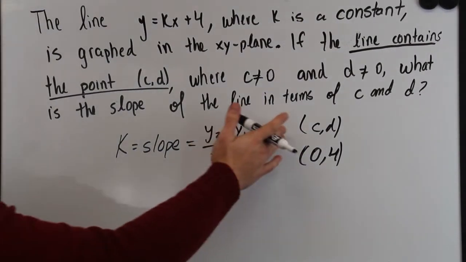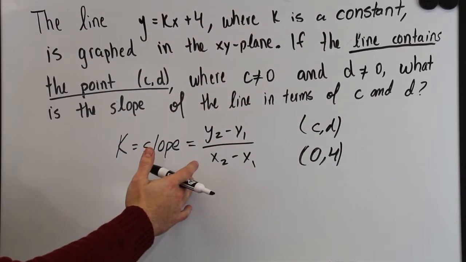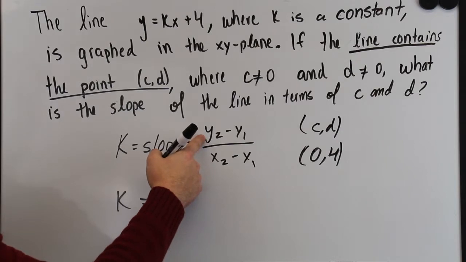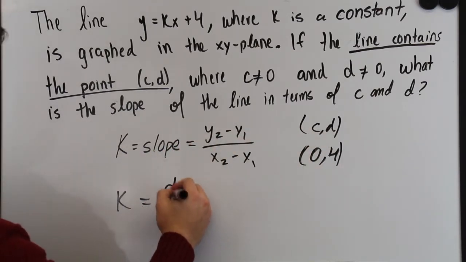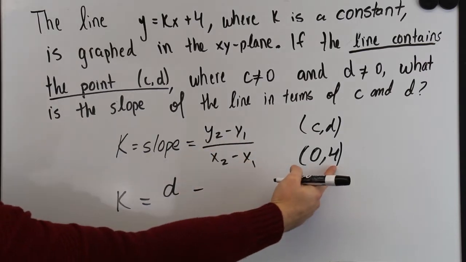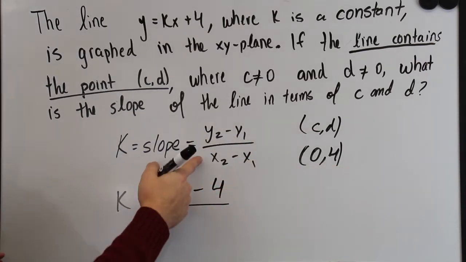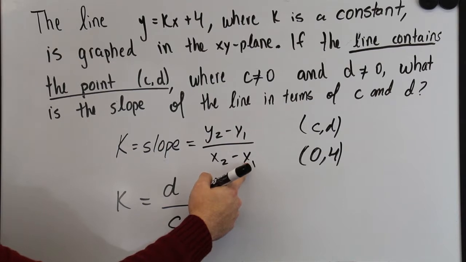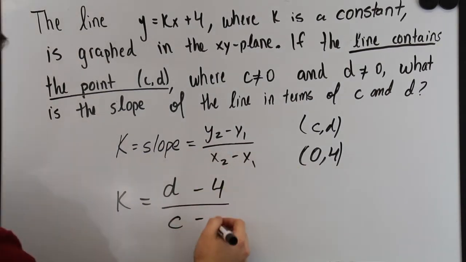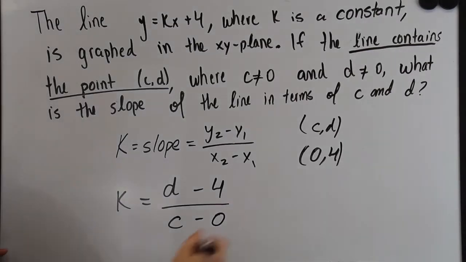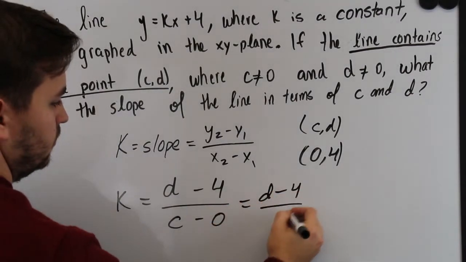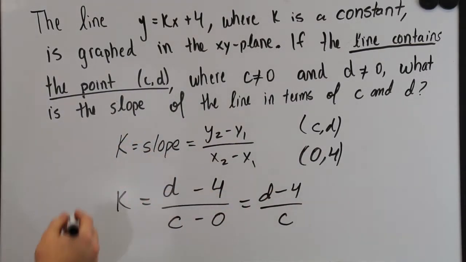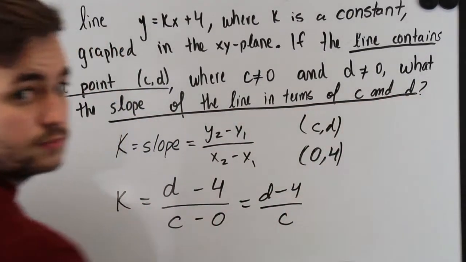Using this formula now, we're able to solve for k in terms of c and d. Now all we need to do is plug in these 2 points back into our slope equation and solve for k. k equals, let's take our y2 point and call that d, minus our y1 point, let's call that 4. Our x2 point, the point that is paired with y2, is c. And our x1 point that's paired with y1, is 0. And now we just simplify. So k equals (d minus 4) over c. And we've effectively answered the question. What is the slope in terms of c and d?